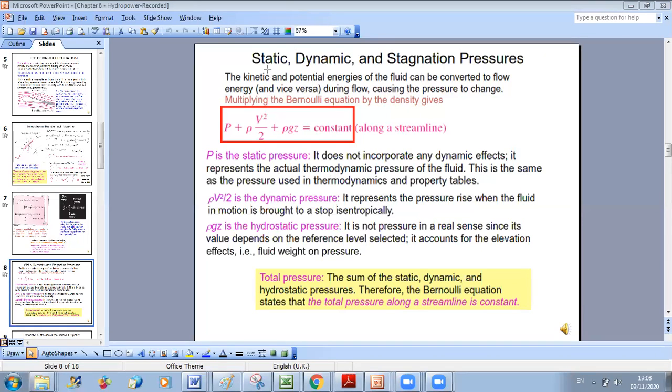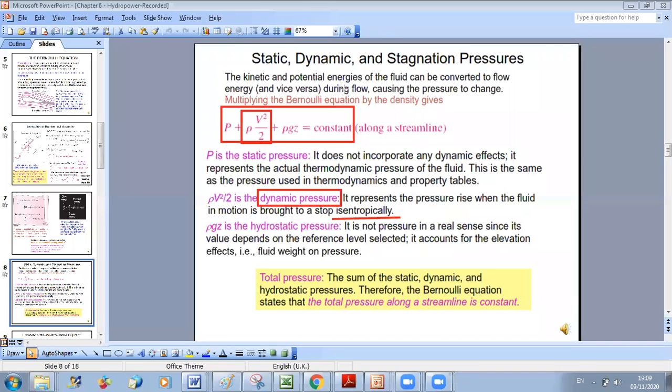Now, rho V squared over 2, this term is related to fluid motion. And this is why we call it dynamic pressure. What does this mean? It means that it represents the pressure rise if the fluid in motion is brought to a stop isentropically. What do we mean by this? We say we have conservation of energy, yes or no? So if I have a fluid in motion and I bring it to a stop isentropically, and when I say isentropically, this means without losses, I can apply the Bernoulli equation.